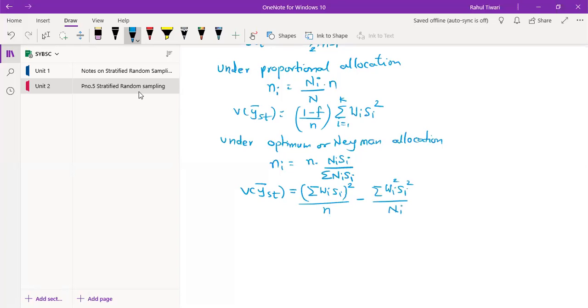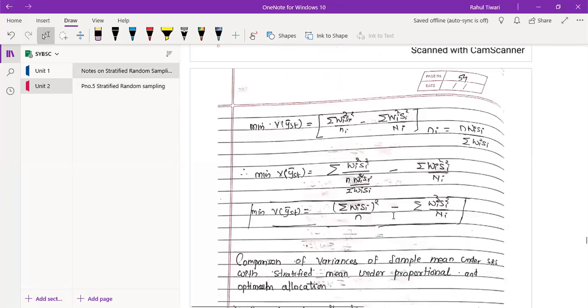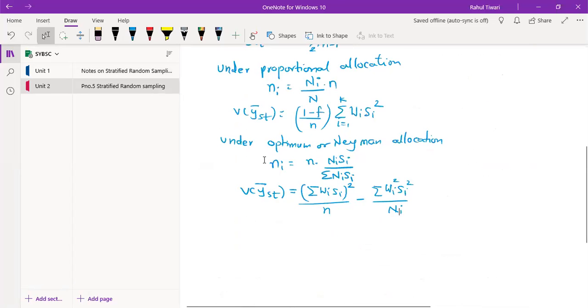Just check it. Hello sir. Yes, go ahead. Sir, Ni upon will come, right, in the variance of y bar st? Look here. Yes sir. So this is under this allocation. Look at this. After simplifying it, we got this result. This is the formula for optimum allocation. So now we need to use these formulas, and based on these formulas, one can go on.